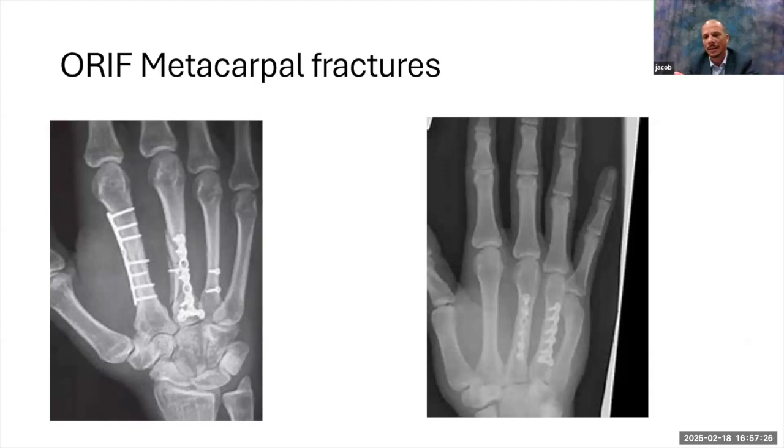The hard part with this is that the hand is fairly unforgiving. The hand is also pretty thin, unlike other places like the thigh or the tibia. You can put hardware in there and cover it, and it really goes unnoticed. Most of the time people don't notice the plates. However, in the hand, almost everybody feels these plates.